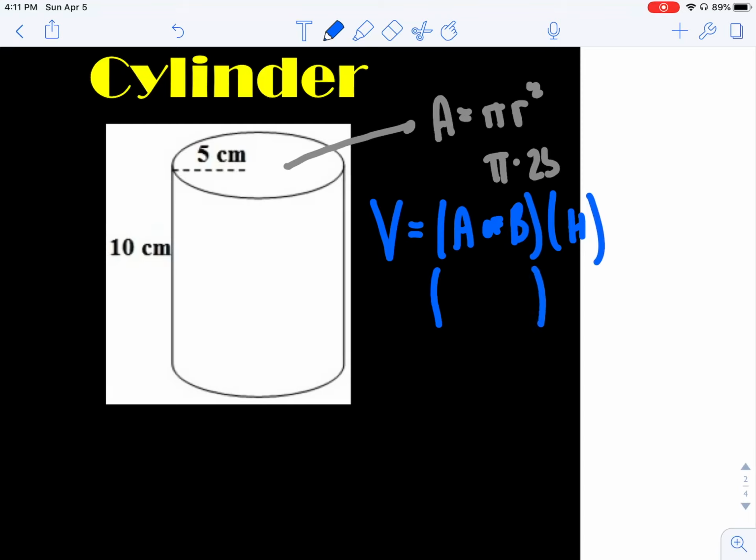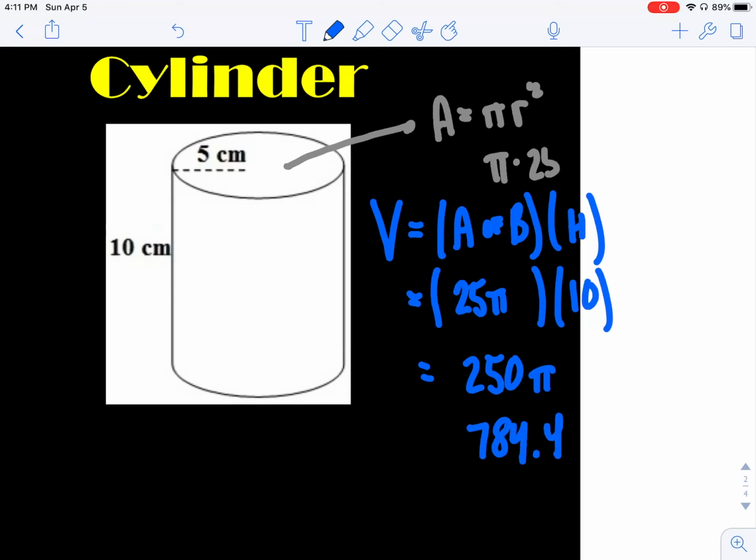Okay, 25 pi is the area of the base. I'll just wait to multiply by pi to the very end, times 10, which is 250 pi. And 250 pi, let's just ask my watch here. That would be about 785.4, and it is centimeters cubed.